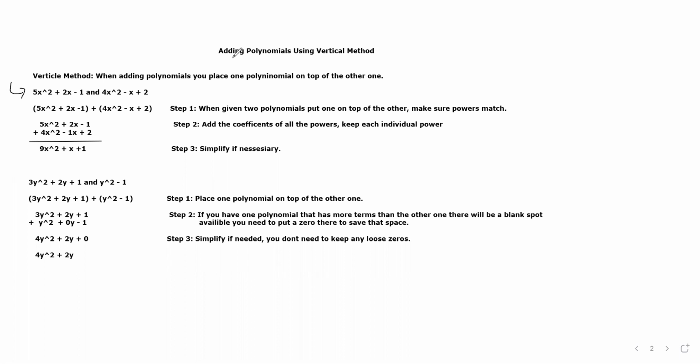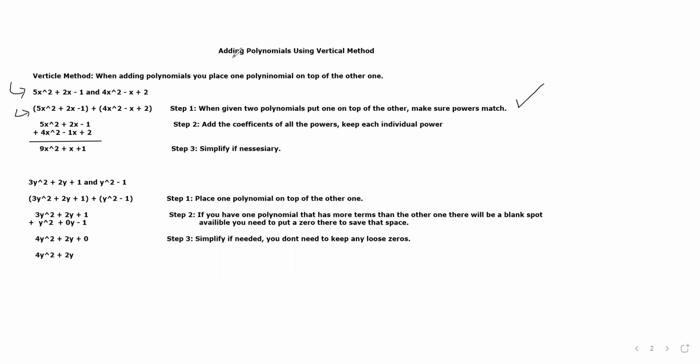We want to make sure everything is separated first, and then we want to check if all the signs are correct before we do anything else. This will make sense when we subtract them, but it's always a good idea to do that. So when given two polynomials, put one on top of each other and make sure the powers match. Once I put the parentheses around them, which is what I did here, right?